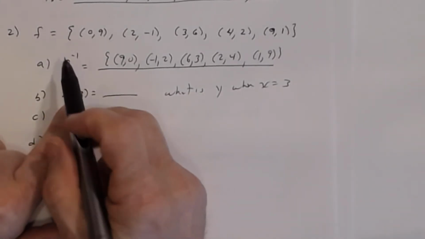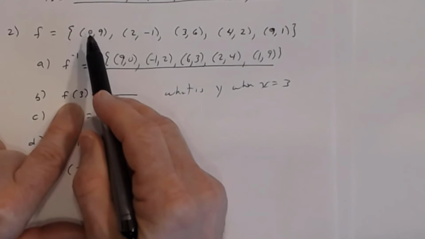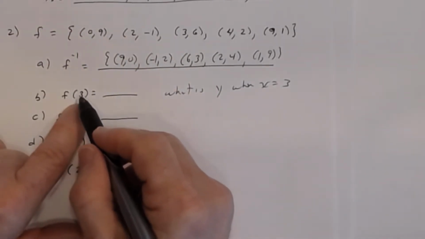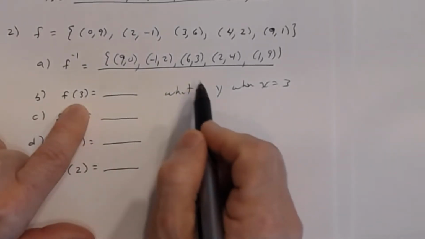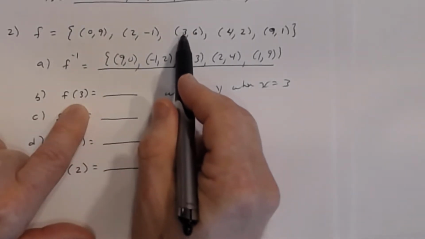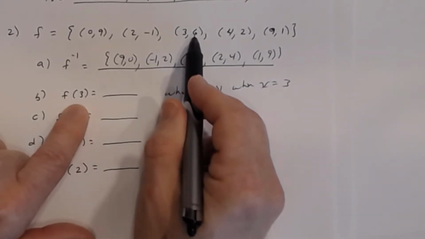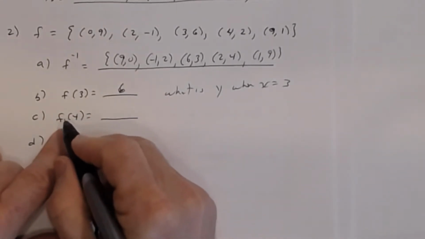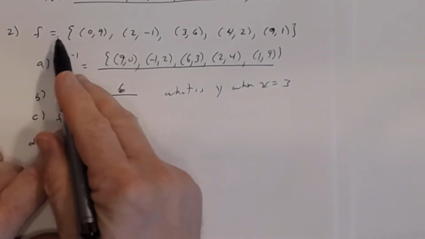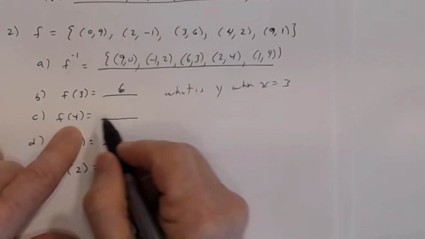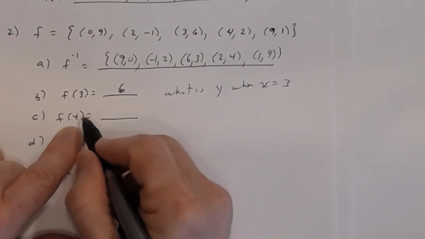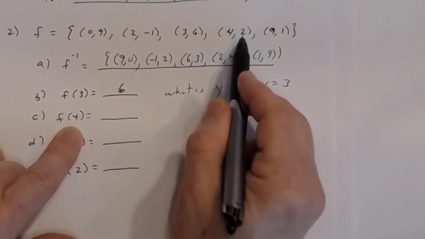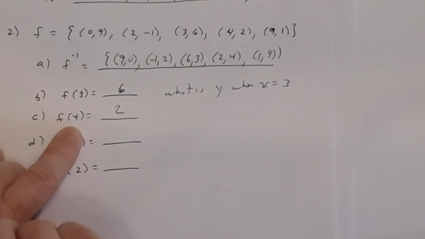So you go to your function f, so that's this one. When x is 3, what's the y value? Well, here's the one where x is 3. The answer is 6. I'm looking at my function f here, so you're going to use this set of ordered pairs. When x is 4, what's the y value? We have to find the one that says 4. When x is 4, the y value is 2.